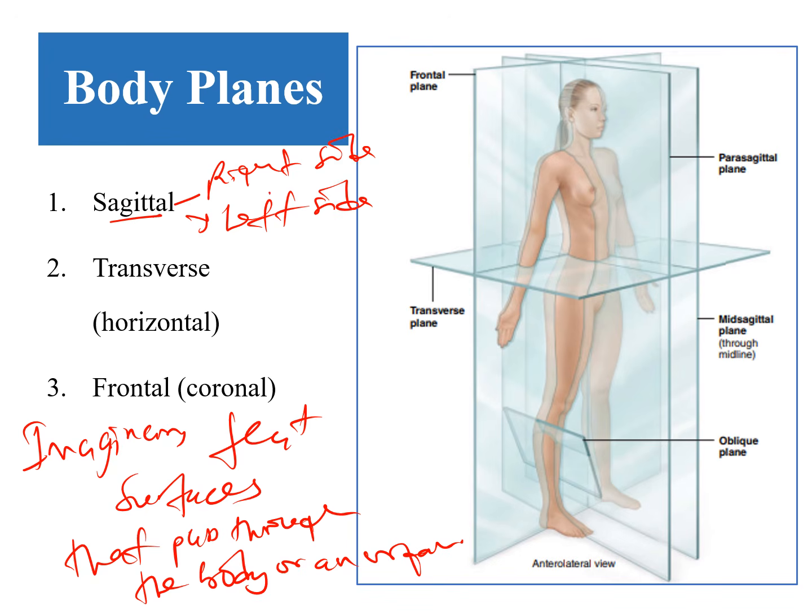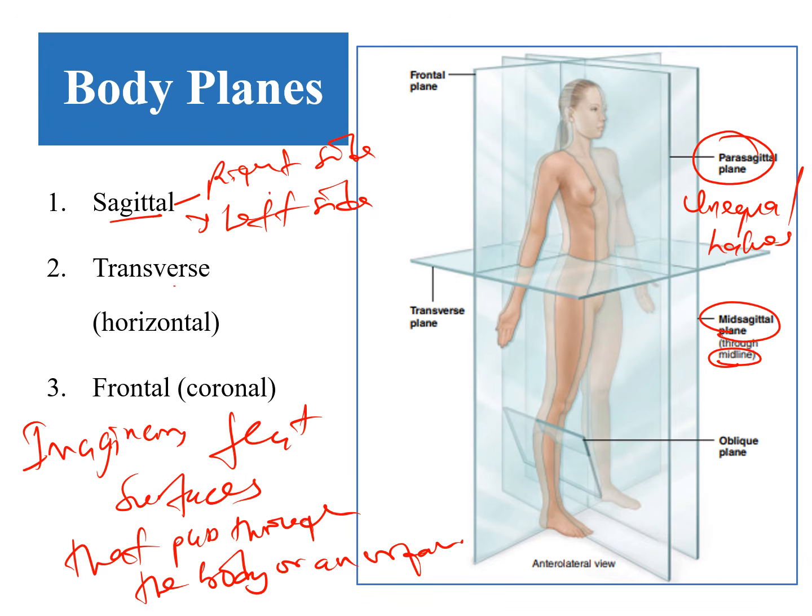If a sagittal plane divides the body into equal right and left halves, we call that the mid-sagittal plane. This one passes through the midline. If that sagittal plane divides the body into two unequal halves, we call that the parasagittal plane.